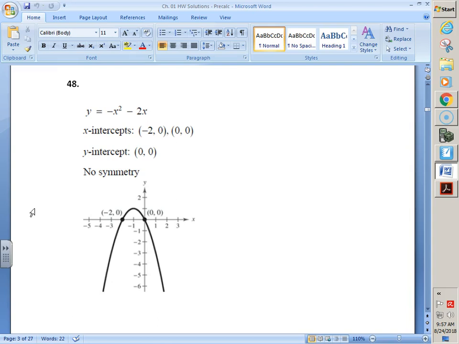Let me give you a second to check both your sketch, your 2 x-intercepts, and your 1 y-intercept. We're going to talk about that symmetry thing in just a second.